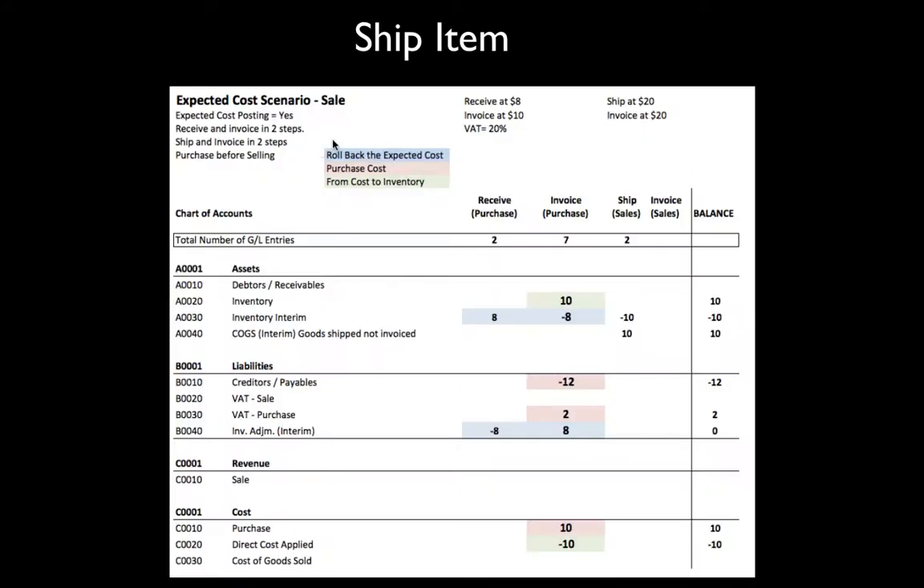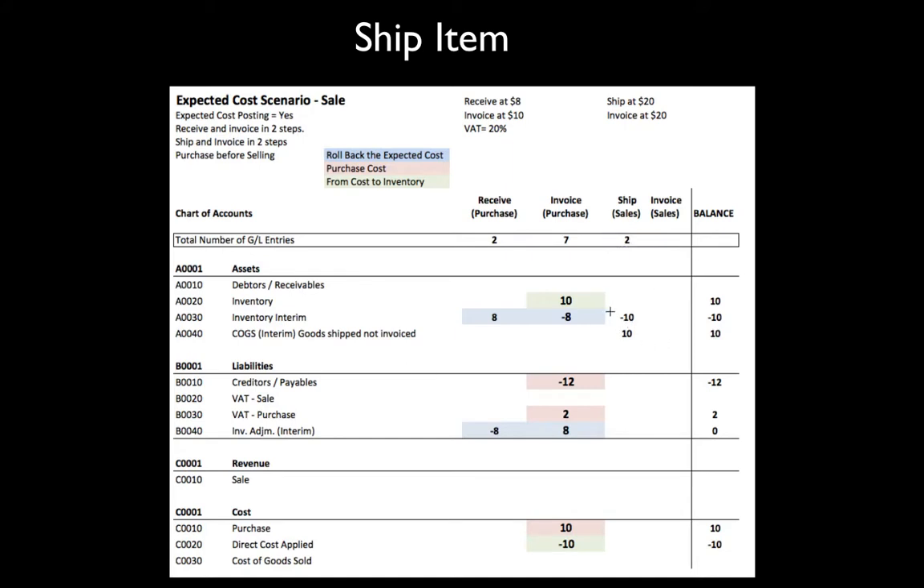So now it's time to look at this expected costs scenario, but on the sales side. So we're going to start out with the shipping process or procedure, which is done once again from a sales order where you click post, but you only ship it. So when you ship this item, Navision creates two GL entries, and they're both related to cost.